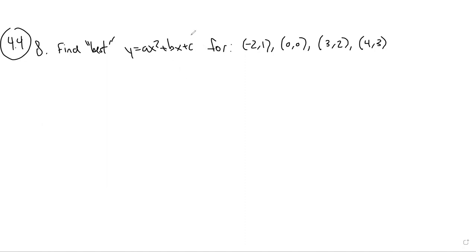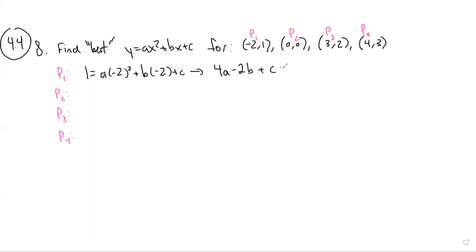But if we were to plug in each of these points, and I'll maybe just label them P1, P2, P3, and P4, and if we were to plug these in, we would generate a system of equations. So basically, if I plugged in P1, I have 1 equals A times -2 squared plus B times -2 plus C, which tells me 4A minus 2B plus C equals 1.